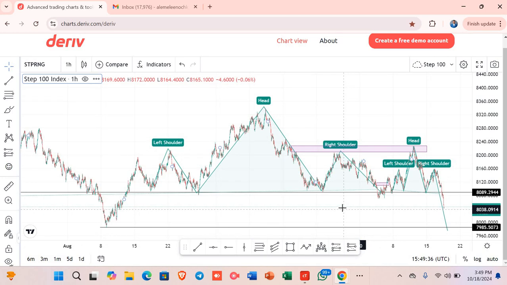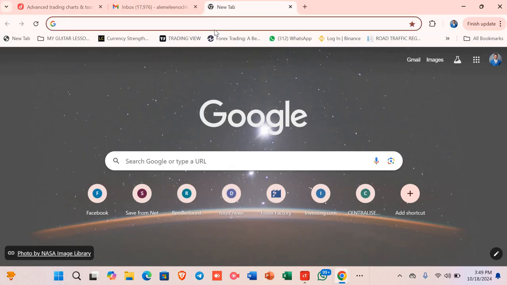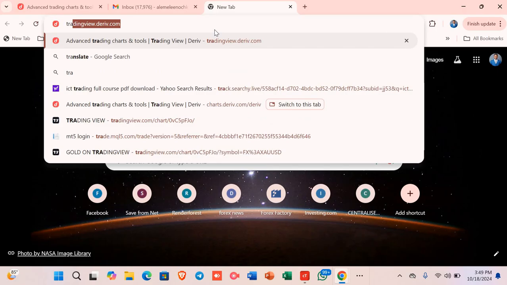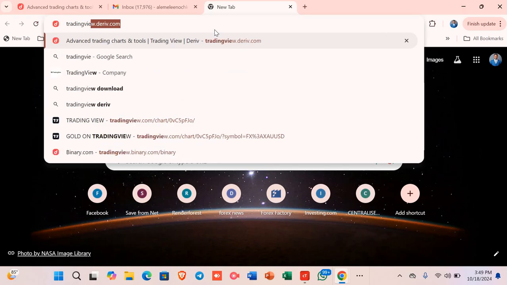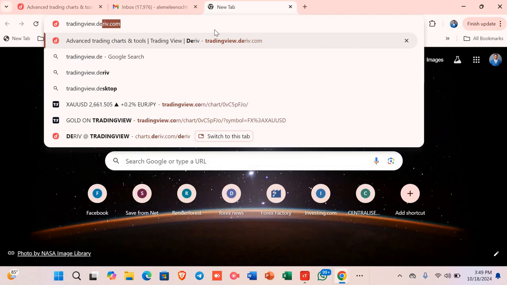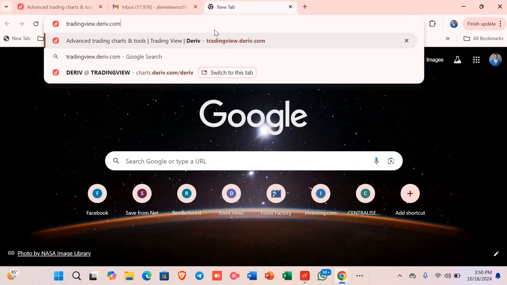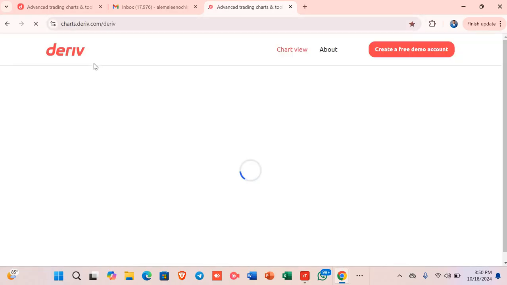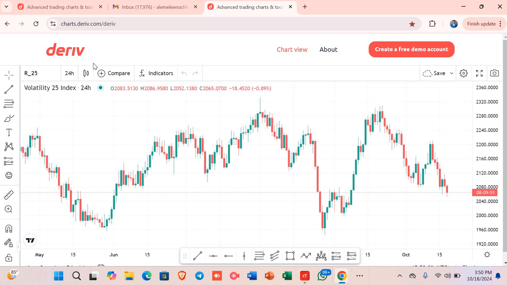All right. So if you want to have more technical analytical tools, then you have to, of course, use tradingview.deriv.com. You can just type it on your search bar. So once you type tradingview.deriv.com, you click on enter, it will take you directly to the TradingView website of Deriv, and then you can have access to more tools, so you can actually use them.